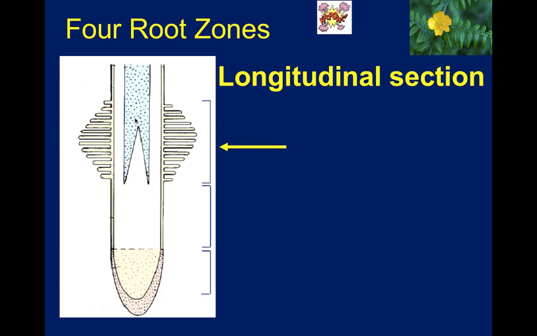So in our longitudinal section we have four root zones. So the first zone is called the zone of differentiation, and the only thing that I would put in here is these guys are supposed to be your root hairs.